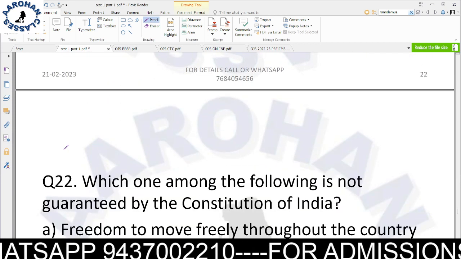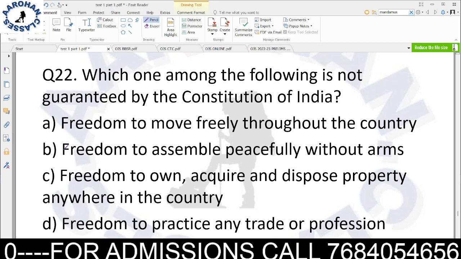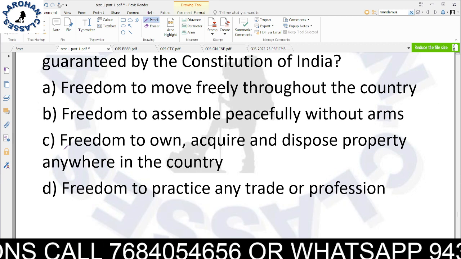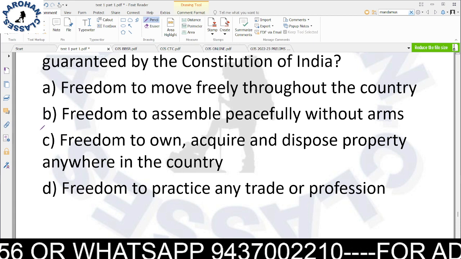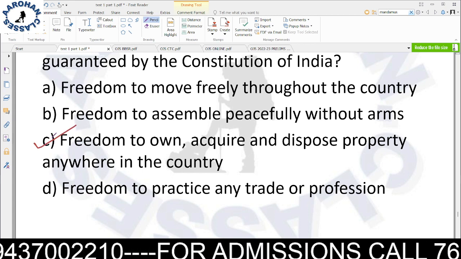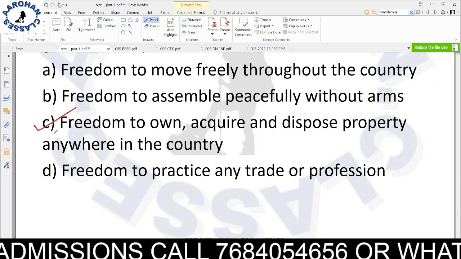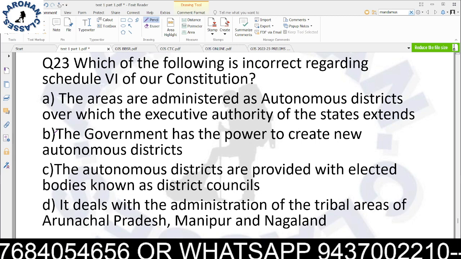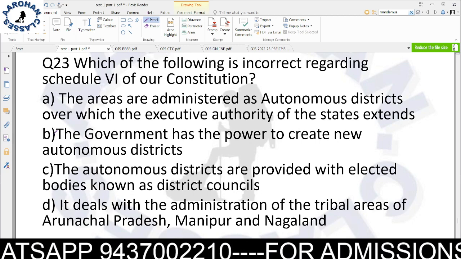Now coming to 22. Which one among the following is not guaranteed by the Constitution of India? C is the answer: freedom to own, acquire and dispose property anywhere in the country. Earlier it was a fundamental right, but by the 44th Amendment Act it is no longer a fundamental right. It has become a constitutional right under Article 300A.